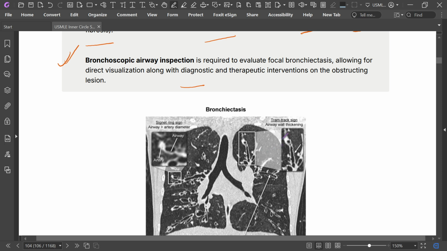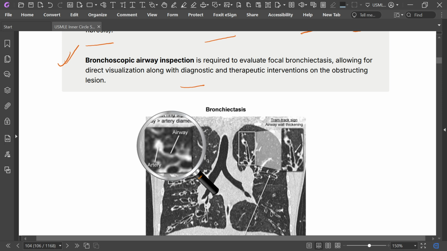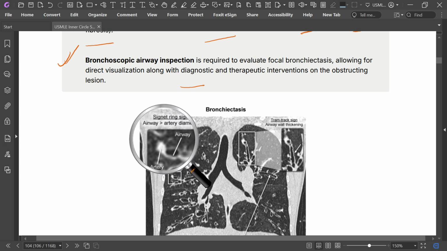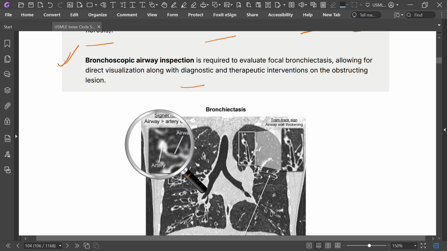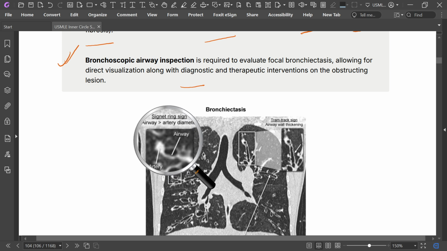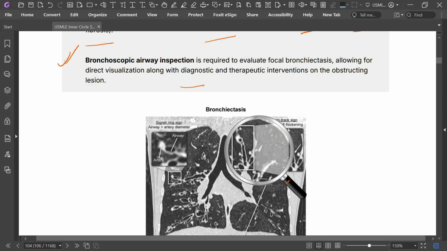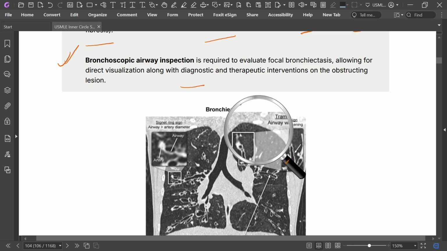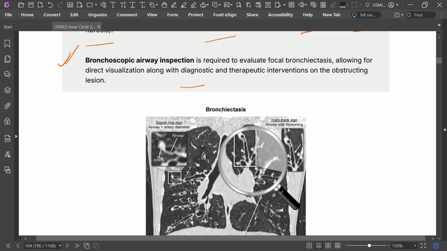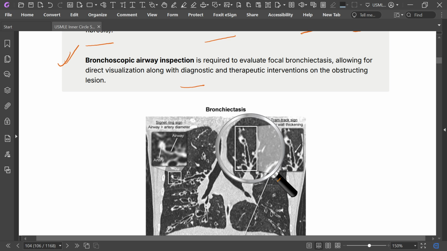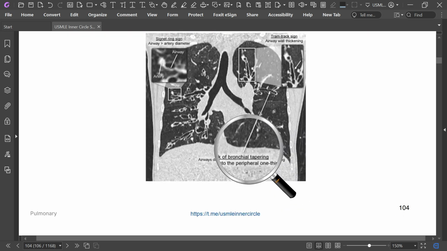Okay, look at this bronchiectasis. This one is tram track calcification. Look at the airway and look at the artery. The airway is larger than the artery. This is called the signet ring sign. So the airway is larger than the artery. This one is a tract-like tram track calcification.